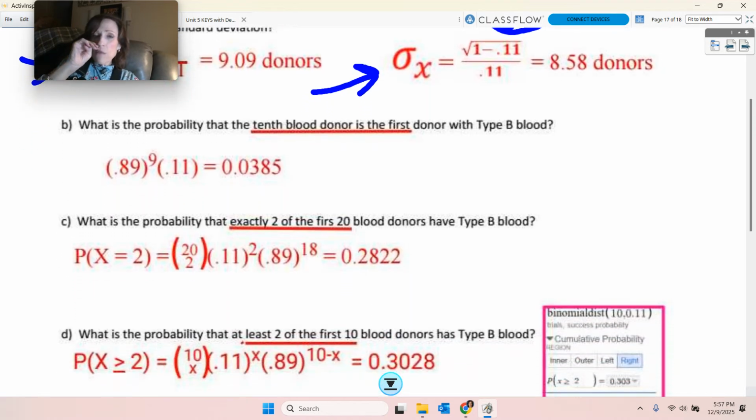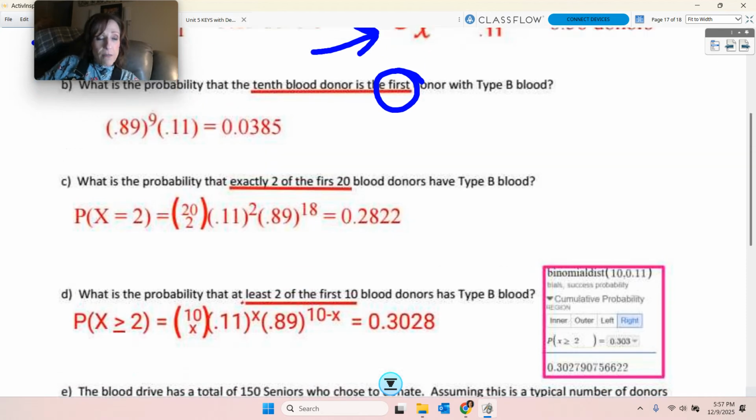Now the 10th is the first donor with type B blood. That is the geometric. The first 9 are failures and the 10th one is a success.